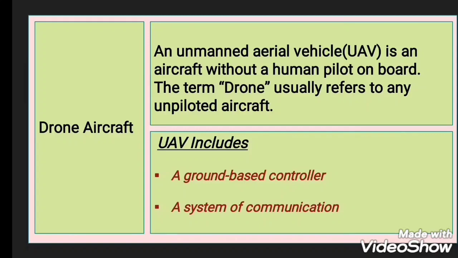So this drone requires a ground-based controller and a system of communication. These two things are very important for a drone aircraft, because you need control, because it's a machine, and this communication system must be very fluent. You can say fluent, uninterrupted.